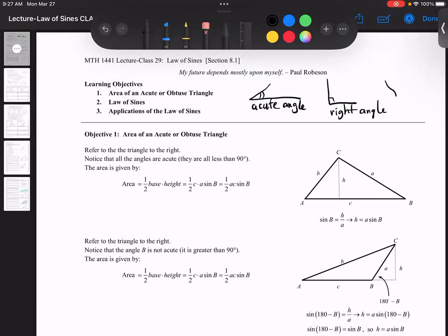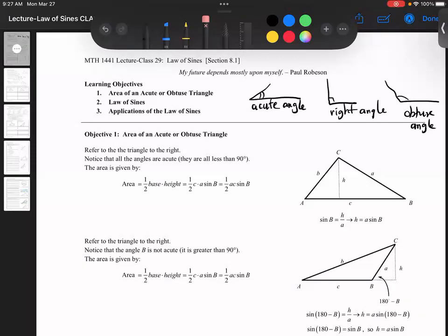And obtuse is an angle that is larger than 90 degrees. Obtuse. Just get the terminology out of the way. Refer to the angle here. I have a triangle. It's not necessarily a right triangle, okay? I know it looks like it, but it's not necessarily a right triangle. It's just a regular triangle.